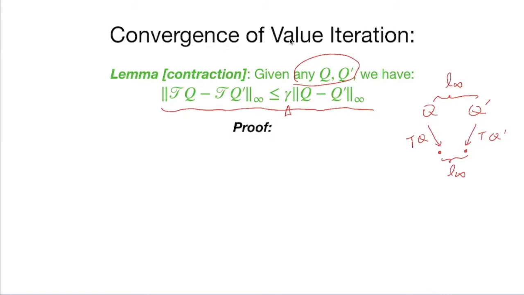Okay, before we jump into the proof, let me quickly remind you of the L infinity norm. For a vector, the L infinity norm means the maximum absolute value among all the values inside this vector.